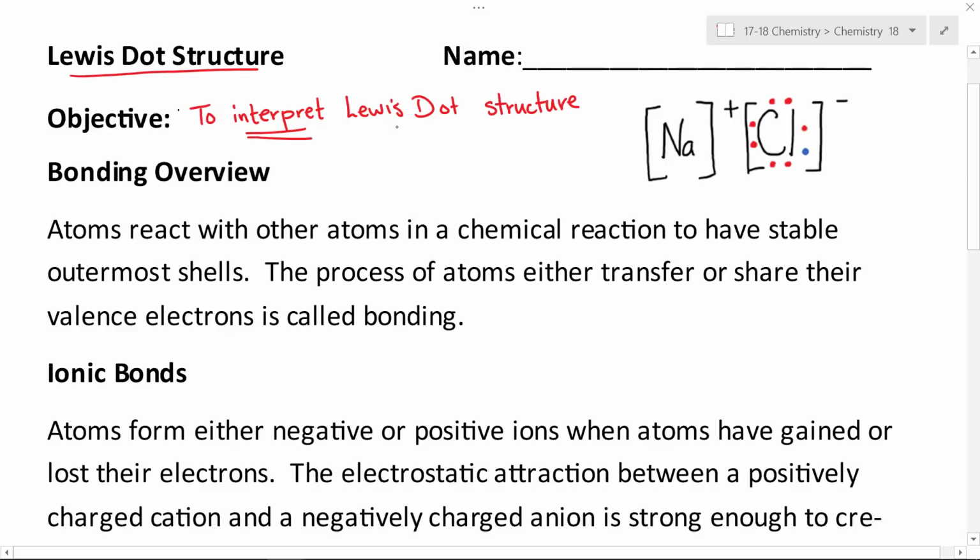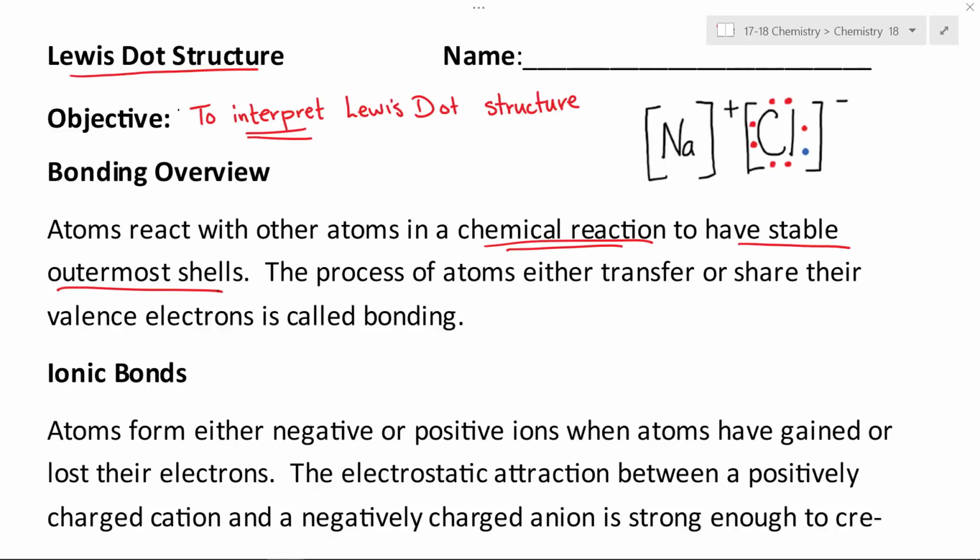Well, let's look at the bonding overview. Bonding is basically atoms reacting with other atoms in a chemical reaction. The word chemical reaction means atoms react with another atom to become stable. And that's all it is. In the process, the main goal of the chemical reaction is to have stable outermost shells, and all the atoms in that chemical reaction will have a stable outermost shell.